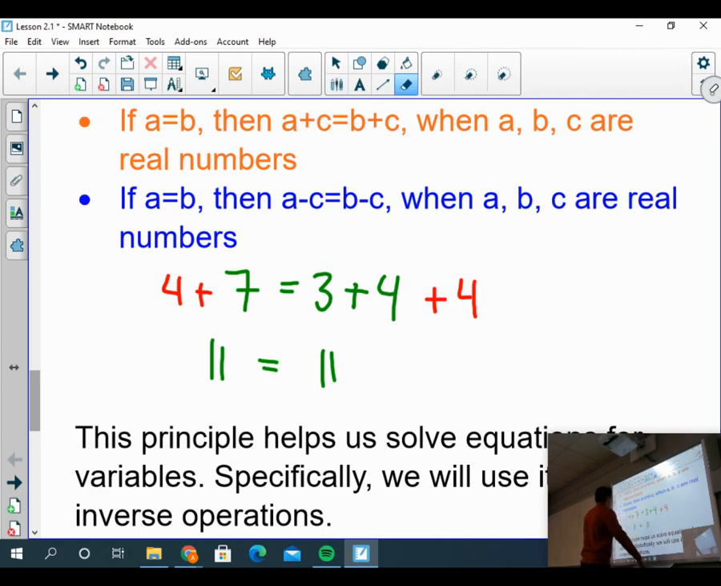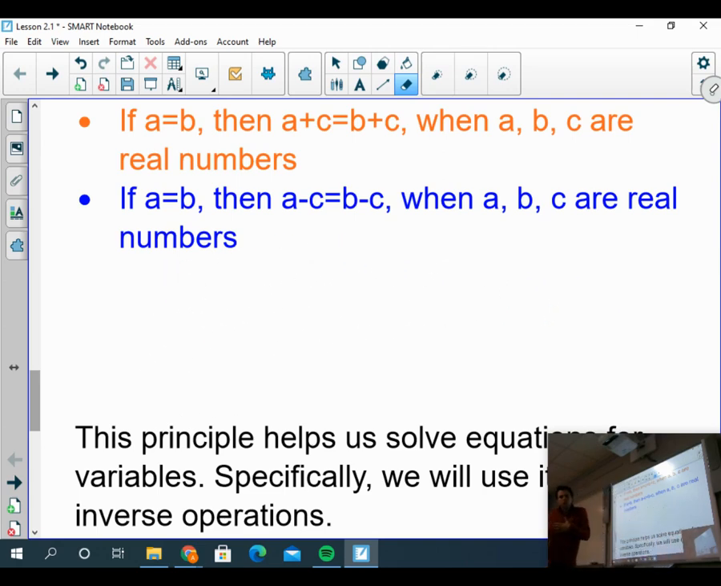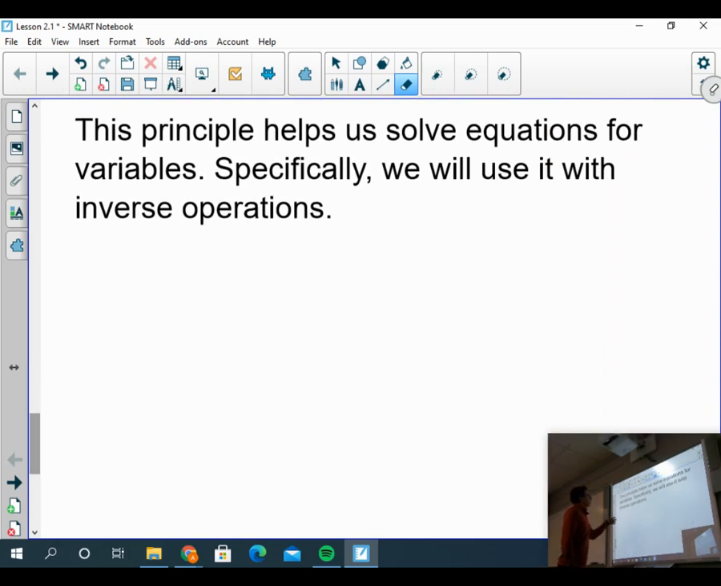And the same could be said for subtraction, right? If I subtracted 4 from the left side, if I subtract 4 from the right side, the equations will still be equal. Now you might be wondering, okay, that's all fine and well. What's the point? Well, this principle is going to help us solve equations for variables. Specifically, we're going to use it with this idea of inverse operations.